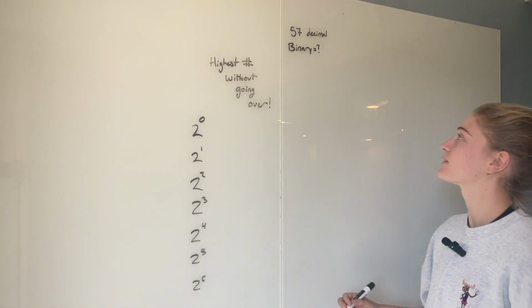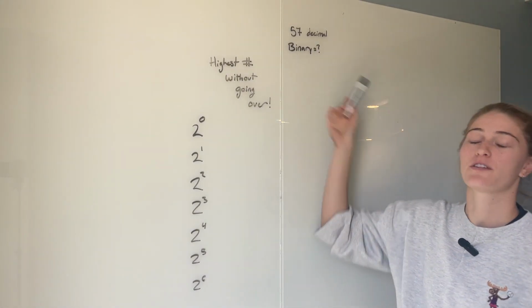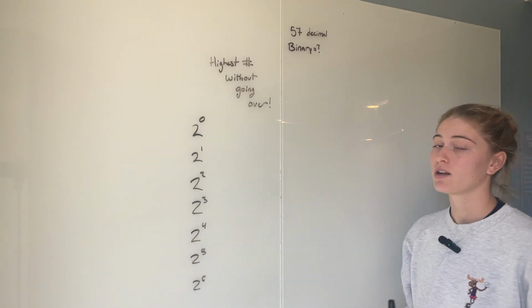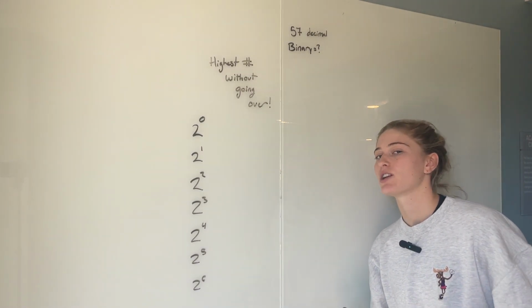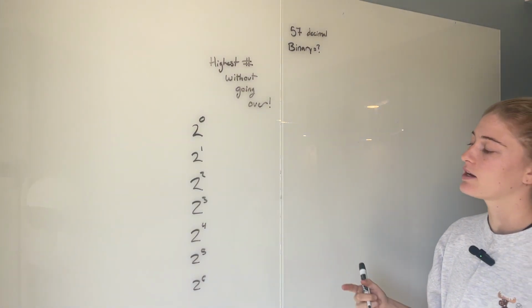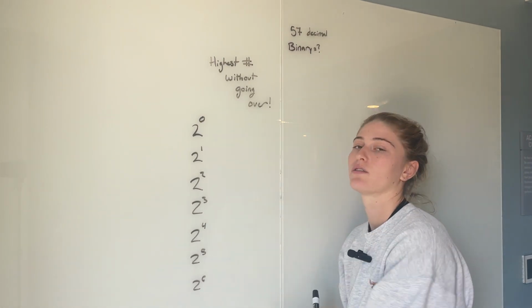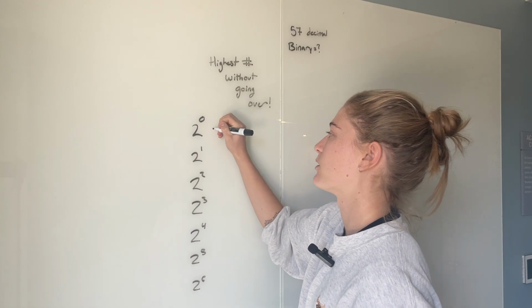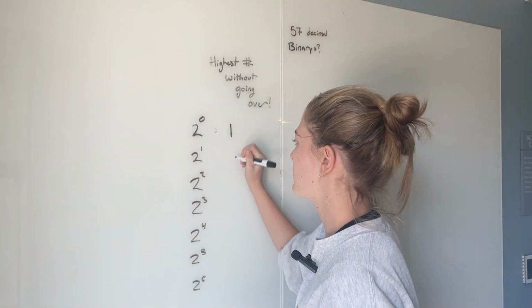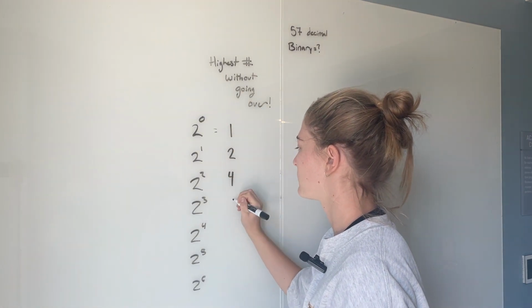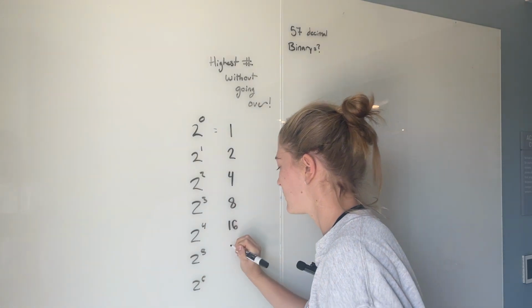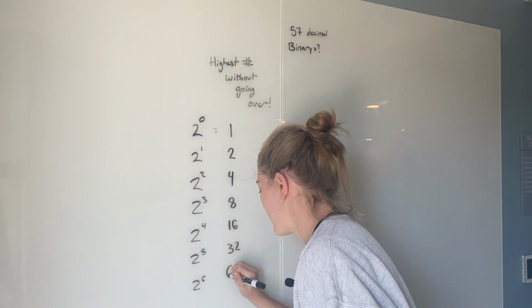Okay, so for this first video, we're going to be changing 57 into a binary number. The first step for changing a decimal number into binary is going to be a quick overview of looking at the powers of 2. So if we remember, 2 to the 0 is 1, then 2, 4, 8, 16, 32, and 64.